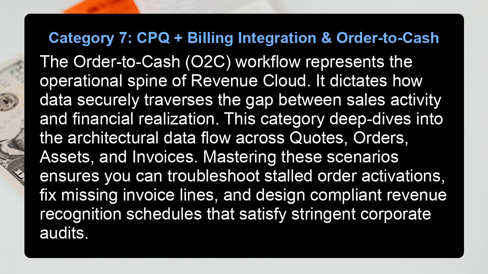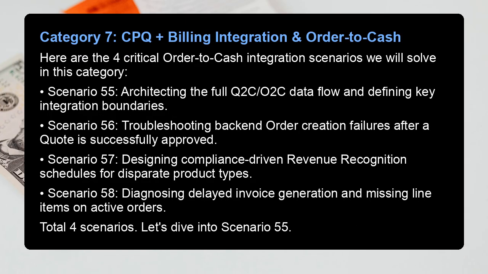The Order to Cash (O2C) workflow represents the operational spine of Revenue Cloud. It dictates how data securely traverses the gap between sales activity and financial realization. This category deep dives into the architectural data flow across quotes, orders, assets, and invoices. Mastering these scenarios ensures you can troubleshoot stalled order activations, fix missing invoice lines, and design compliant revenue recognition schedules that satisfy stringent corporate audits.